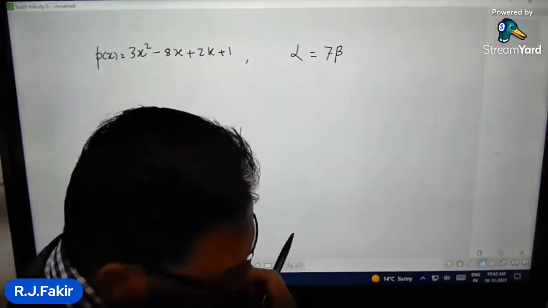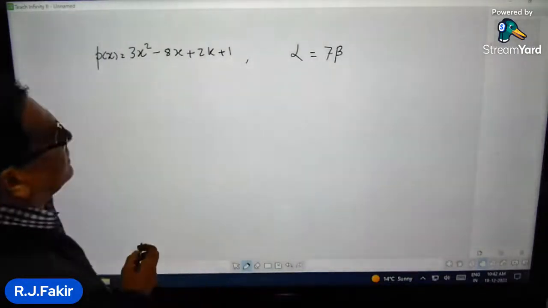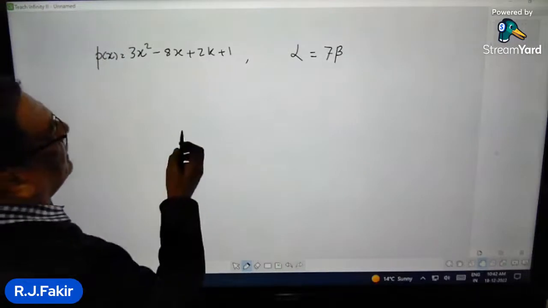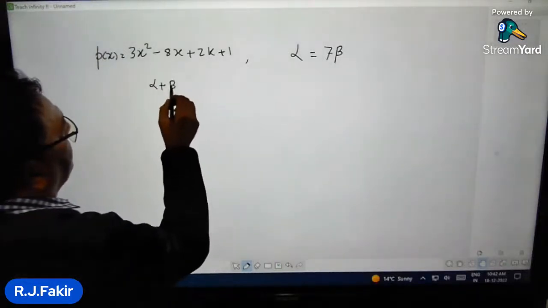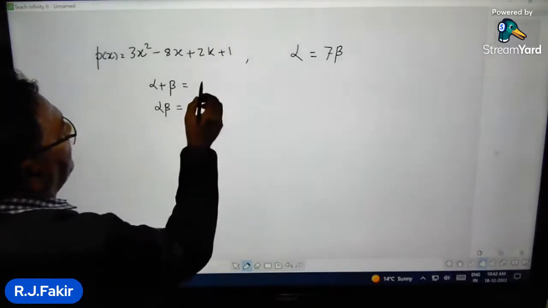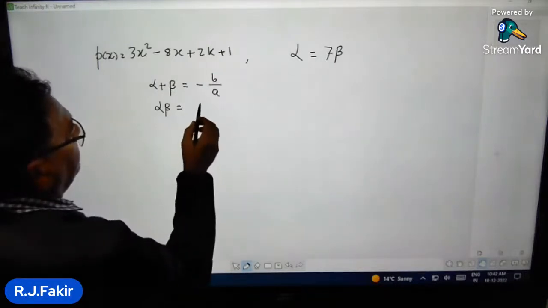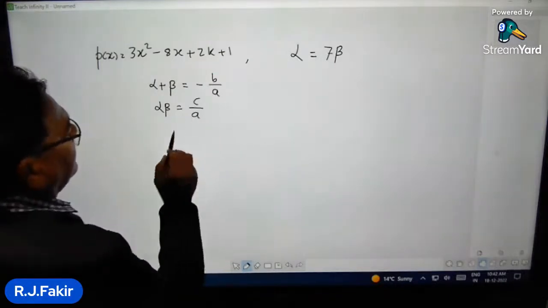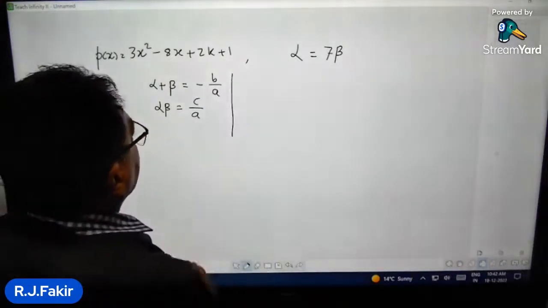Now generally we know two rules for the relation between the zeros and the coefficients. One is alpha plus beta, that is the sum of the roots, and another is alpha beta. Alpha plus beta is given by minus b by a, and alpha beta is given by c by a. So we can use this concept to solve this question.